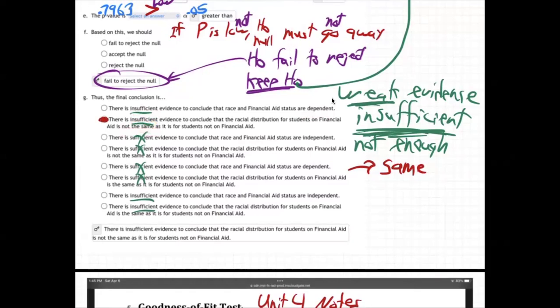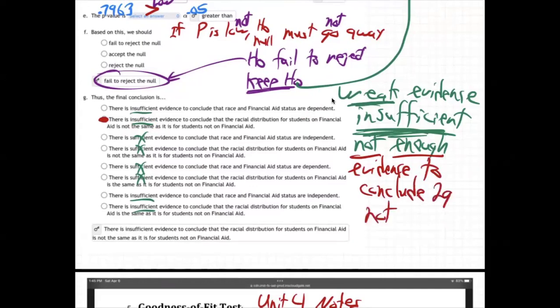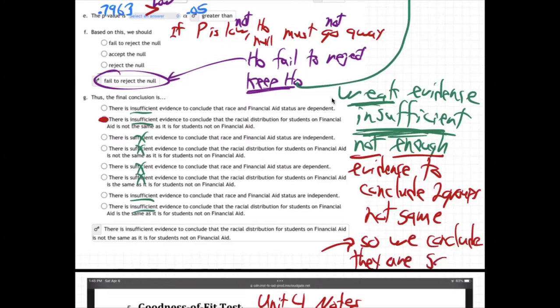Now you might think, wait, Mr. Aaron, you're supposed to do same. Yeah, but here's the deal. There's not enough evidence to conclude that the two groups are not the same. So we conclude they are the same. You follow that logic? This is our right answer right here, even though it says not the same.